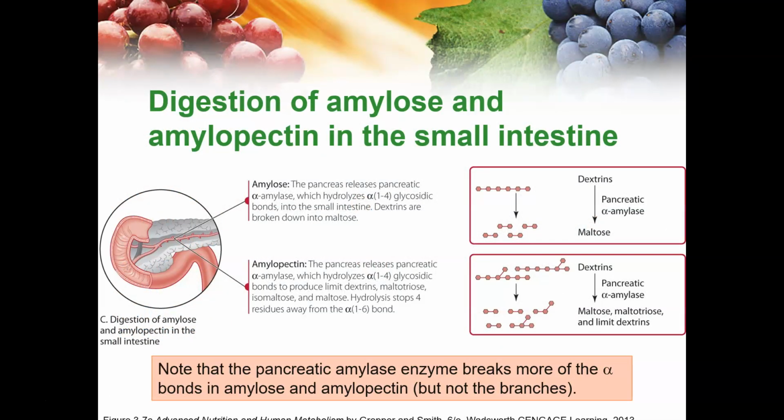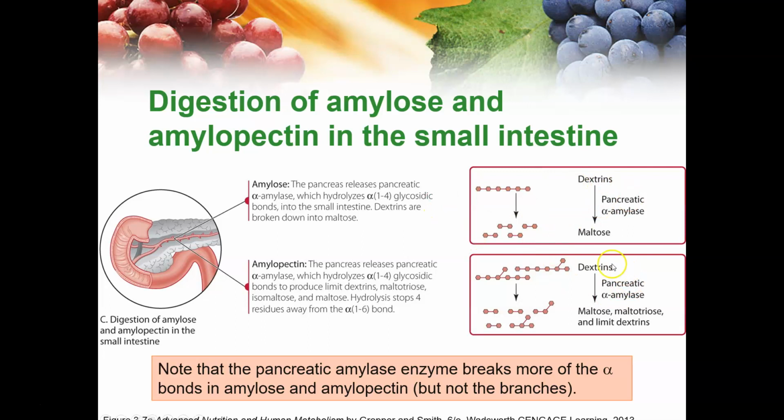So if we look at what happens now, here we are in the small intestine. There is our pancreas right here. And there's the pancreatic duct that secretes the pancreatic alpha amylase into the small intestine. And now we can take those smaller pieces, those dextrins from the mouth, and break them down even smaller. So now we've broken them down into maltose. And maltose is just simply two alpha glucoses linked together with an alpha bond.